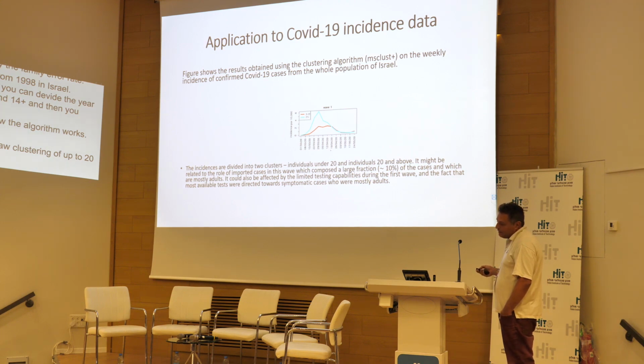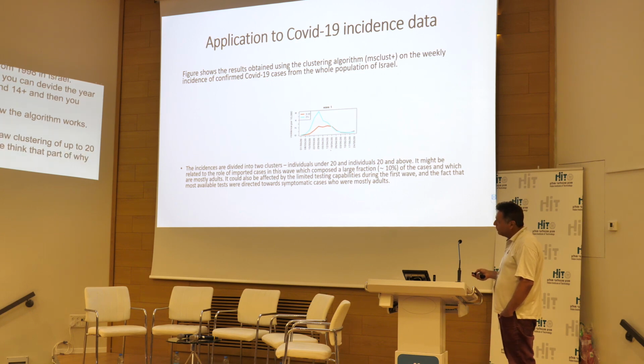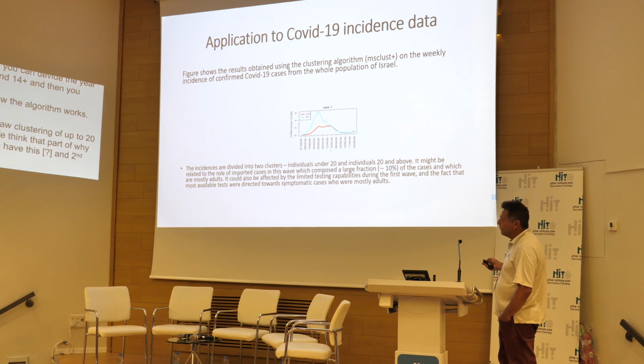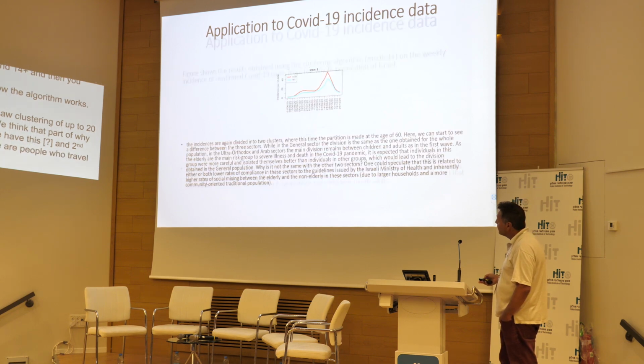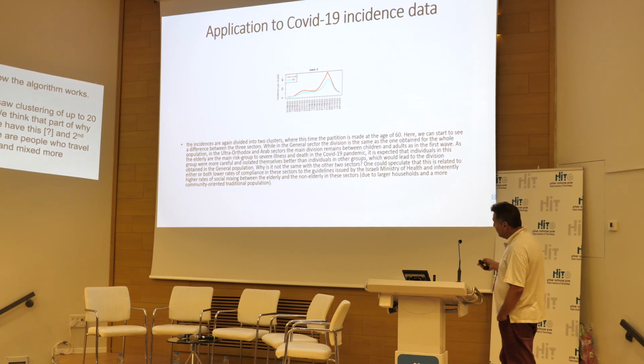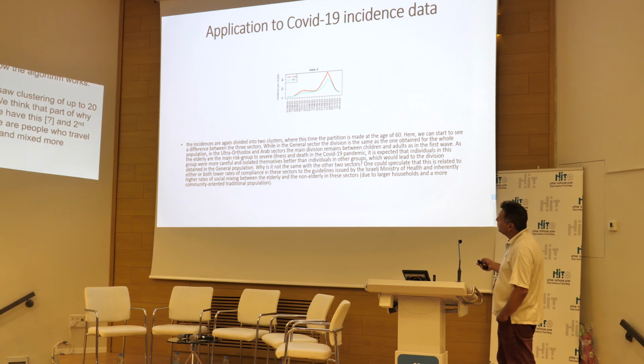We think that part of why we saw this is, first, we had this lockdown, and second of all, the age 20 and above were the people who traveled, so probably they brought it in and mixed more between themselves. Okay? In the second wave, that you see, first of all, they're much closer. Okay? And the division was different.